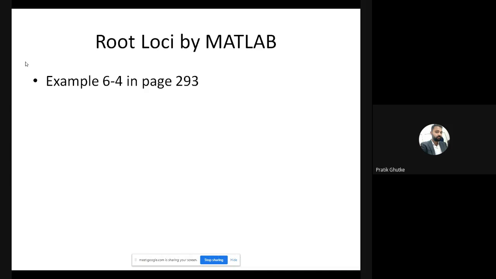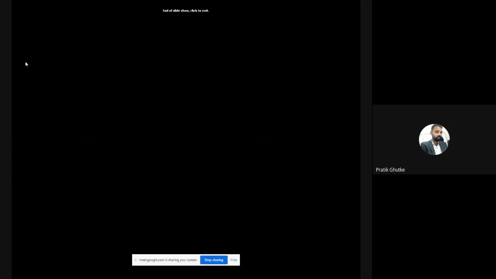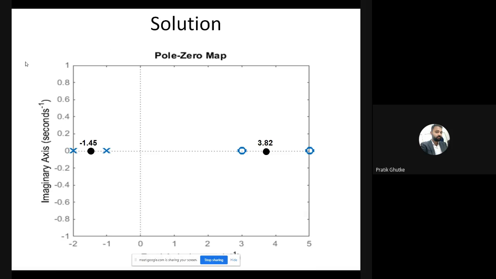So have you understood the concept of root locus with the help of angle and magnitude conditions? In further classes, we will see more numericals on angle and magnitude conditions. So till then, have a nice day. Stay at home and stay safe.